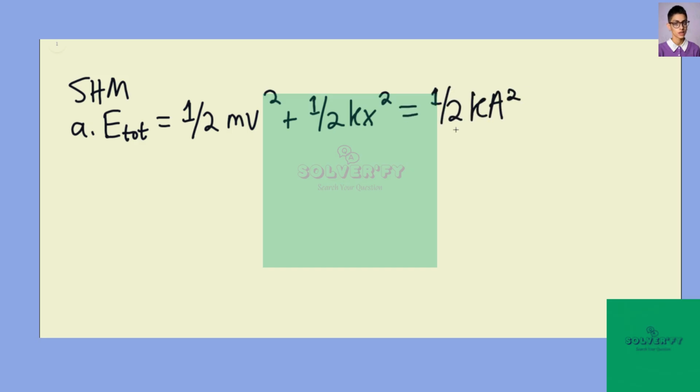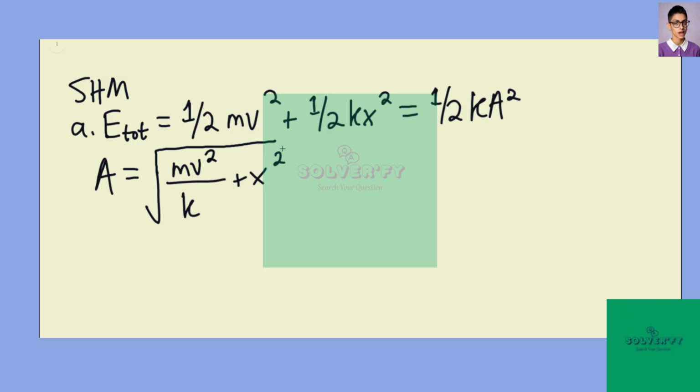And the reason why we want to find the total amount of energy, or rather at least set up a relationship for the total amount of energy, is to find the amplitude. So now we can say that the amplitude through algebraic manipulation would be equal to the square root of mv squared divided by k plus x squared.